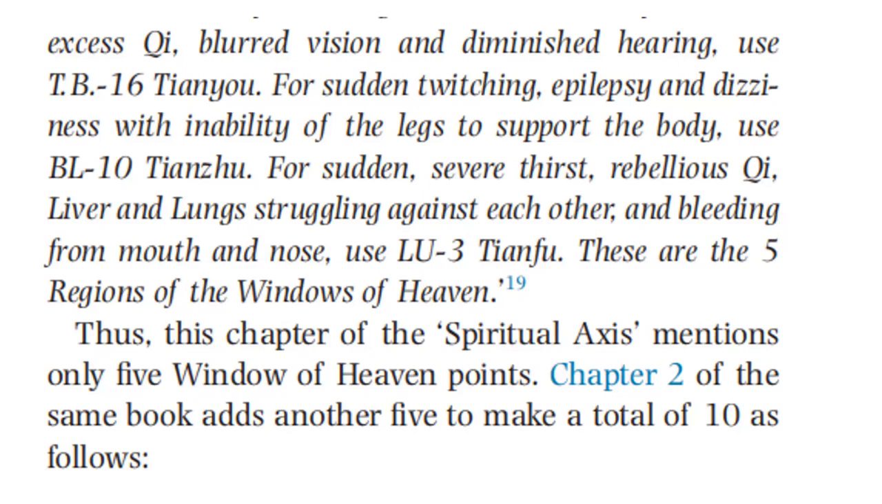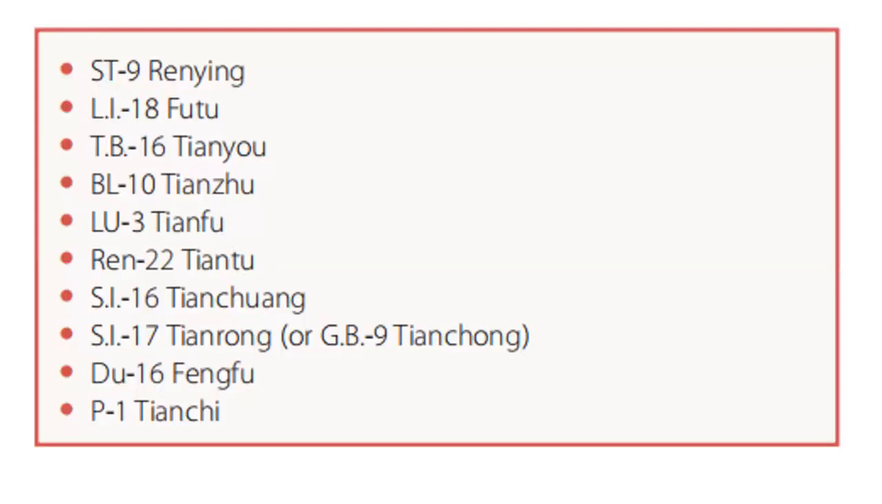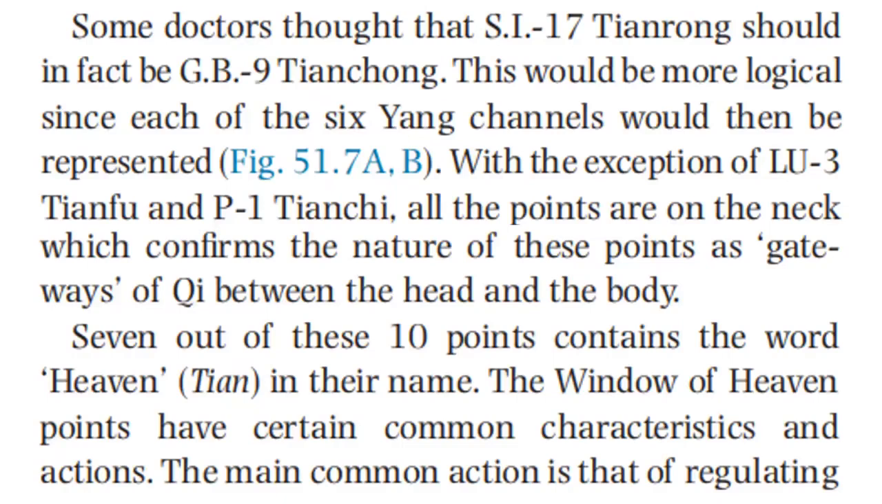Thus, this chapter of the Spiritual Axis mentions only 5 window of heaven points. Chapter 2 of the same book adds another 5 to make a total of 10 as follows: Stomach 9, LI18, TB16, Bladder 10, Lung 3, Ren 22, SI16, SI17 or GB9, Du 16, PC1. Some doctors thought that SI17 should in fact be GB9. This would be more logical since each of the 6 yang channels would then be represented.